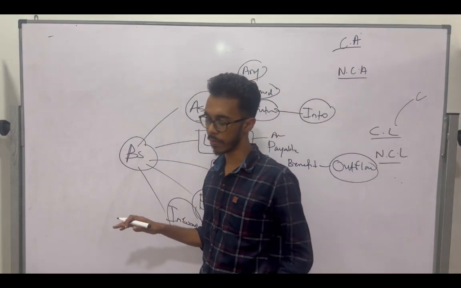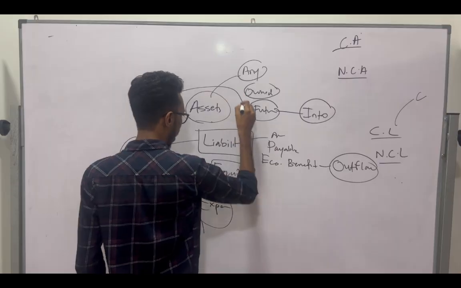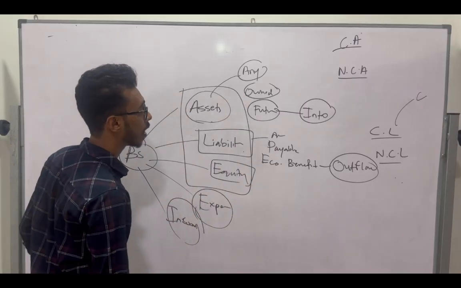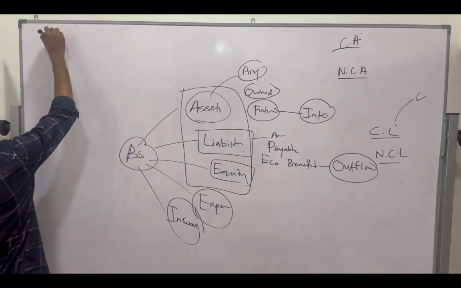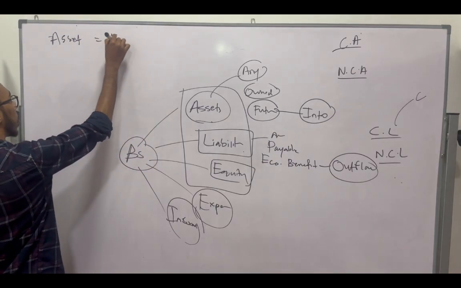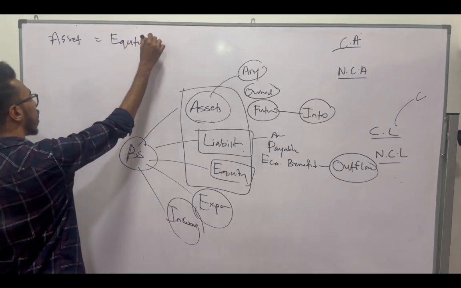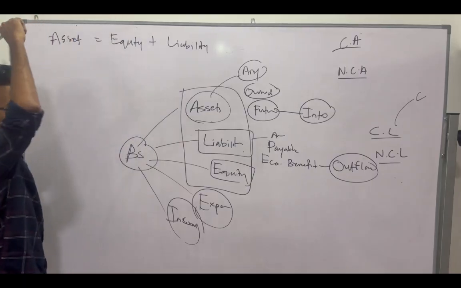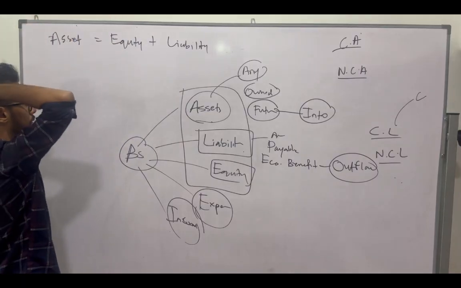Based on these assets, liabilities, equity, income, and expenses, we form an equation, that is asset equal to equity plus liability. Asset equal equity plus liability, that is the basic accounting equation.